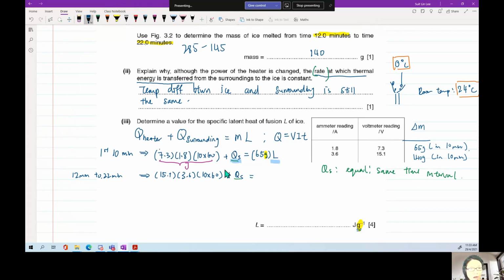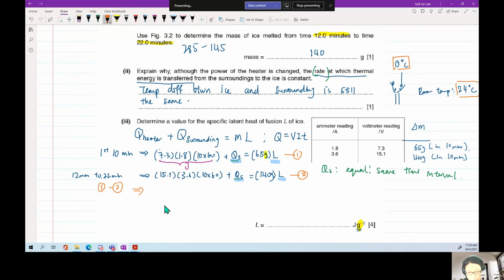Now we have more ice, 140, times L. G is the unit. Okay, two equations, two unknowns. How to solve? Simultaneous equation. I want to get rid of QS, so the natural thing to do is subtract. Label the equation 1 and equation 2. The easiest way is to just take 1 minus 2, because I stacked them together already. So if I do 1 minus 2, let me settle this part first.